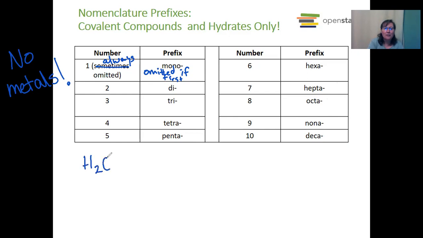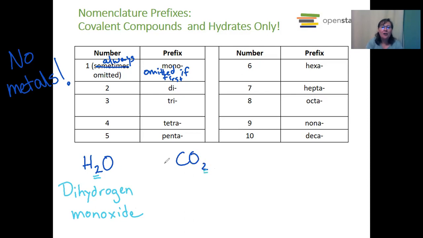For example, we know this is water. What else could this be known as? Well, do you see this 2 here? This could be known as dihydrogen monoxide. Okay, let's say that we have CO2. And again, there's a 2 there. So now we have just carbon dioxide.